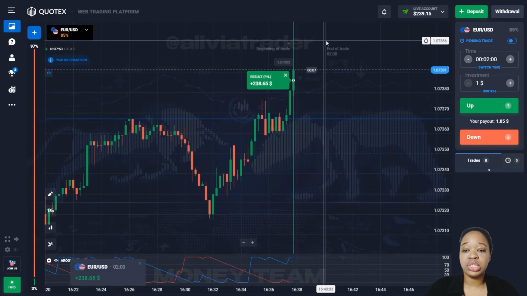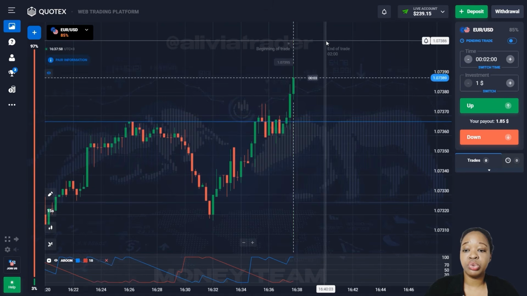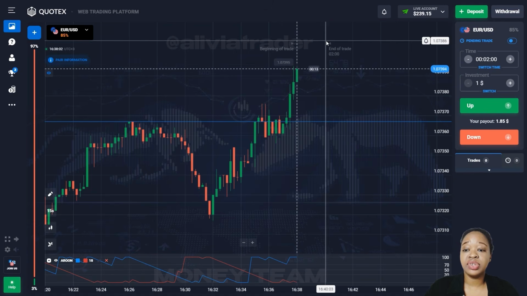This is awesome, friends. You can see after a small retracement near the resistance level, the price breaks through it and shows a good growth. Here I got the profit, and as you can see the indicator again hinted at a good entry point. 2 minutes was perfect for this trade.